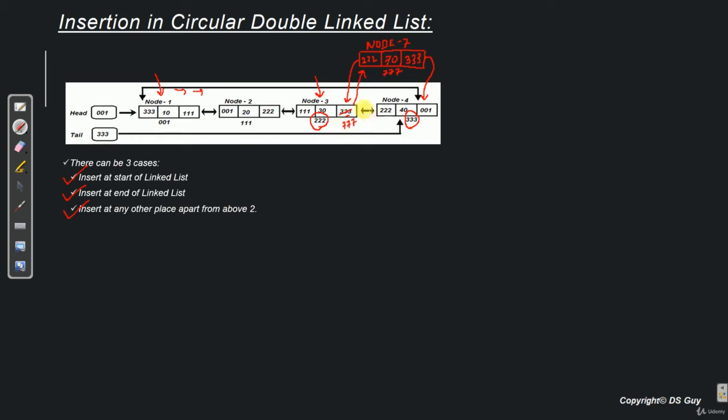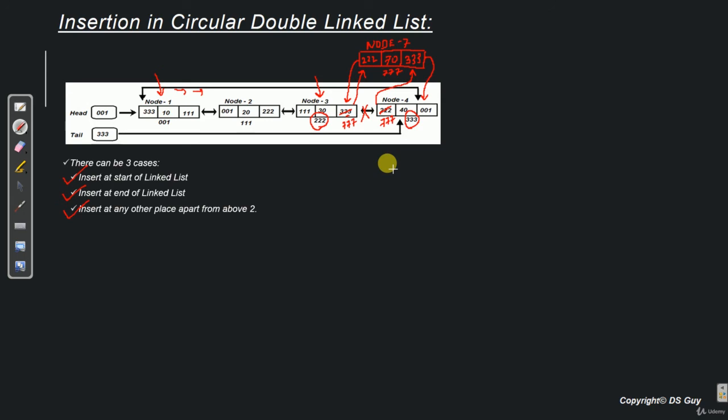Once that is done, node 3 and node 7 will have connection and connection between node 3 and 4 is disconnected. Now the last step is that we have to create a connection between node 4 and node 7. So for that we have to update node 4's previous reference. So we insert 777 here. So with that we have successfully inserted a new node in between node 3 and node 4.